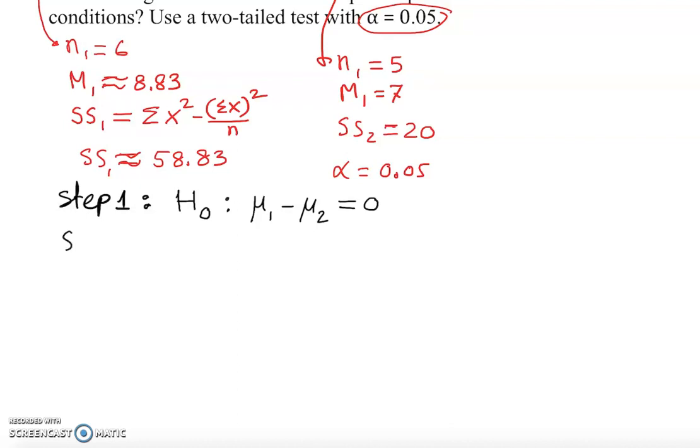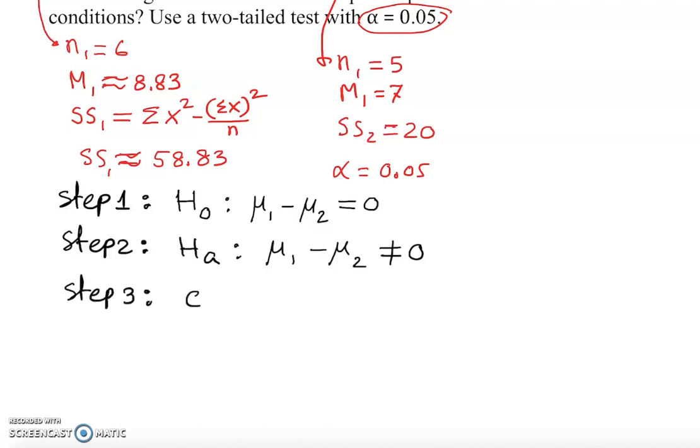Step 2, the alternative hypothesis. H subscript A, H for hypothesis, A for alternative. Right away we say, you know what, you may not be telling the truth. The difference is not equal to 0. They are not equal to 0.